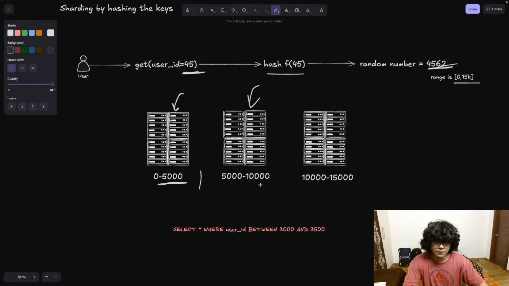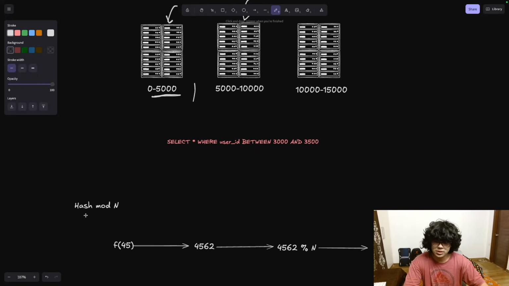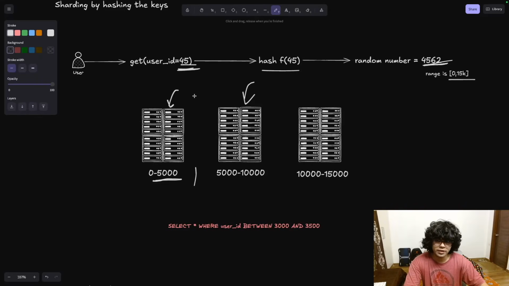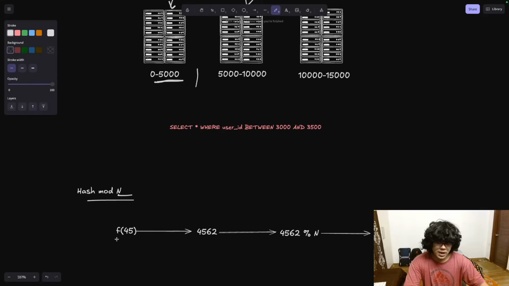We also, in this case, to make it even better, can use this thing called hash mod n. Okay, where n is the number of DBs you have, the nodes you have, right? Let's look at this example only. You have number 45, so you pass that into your hash function, you get 4562. When you have 4562, you take a mod of it with n, the number of total shards that you have in this case, right? That is 3. So you get a number 2 over here.